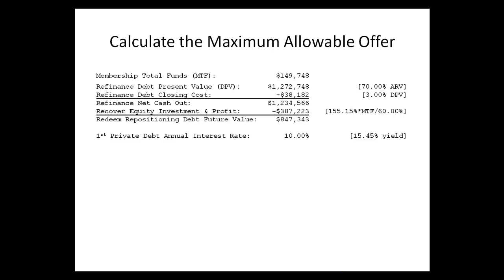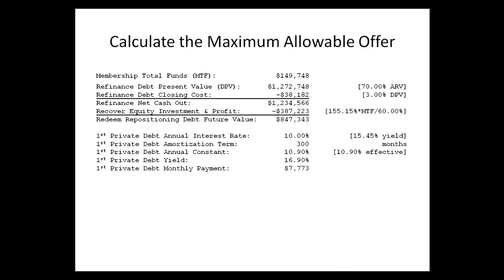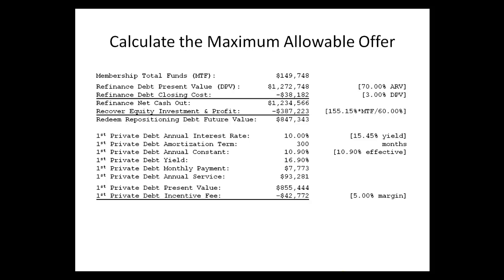Therefore, we'll have to calculate backwards to determine the repositioning debt present value. And here are the parameters from the previous video. Therefore, we calculate the first position private debt present value at $855,444. We subtract the 5% margin, which is an incentive fee, origination fee, discount points, whatever you want to call it. I call it the incentive fee, to arrive at the net proceeds from the private lender.